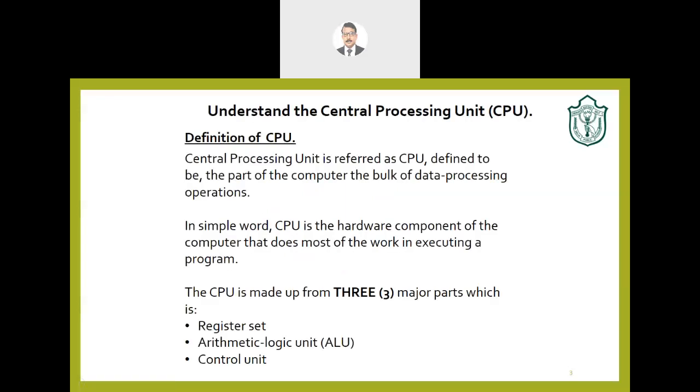What is processing? Understand the central processing unit. The definition of CPU: the central processing unit, referred to as CPU, is defined to be the part of the computer that performs the bulk of data processing operations. In simple words, the CPU is the hardware component of the computer that does most of the work in executing a program. The CPU is made up of three major parts: the register set, the arithmetic logic unit, and the control unit.